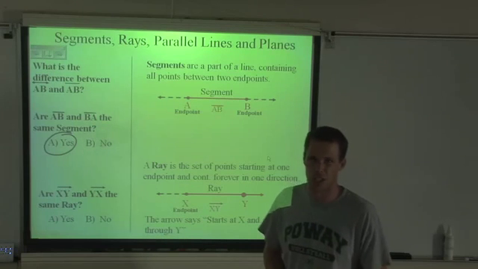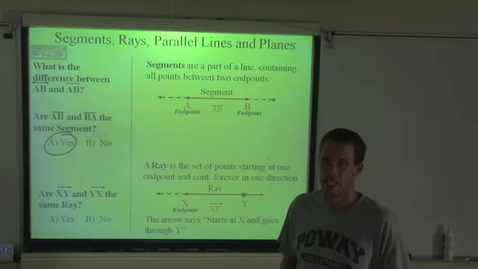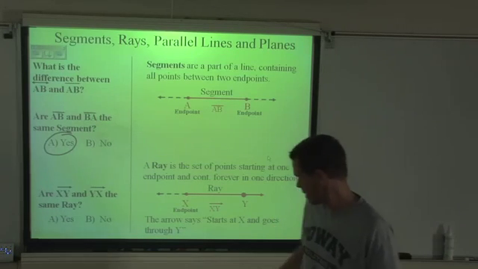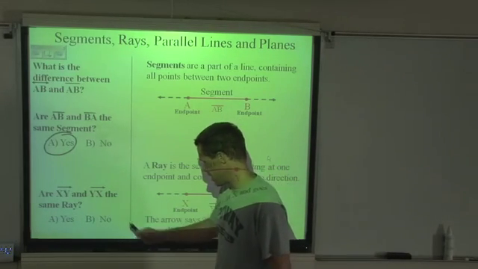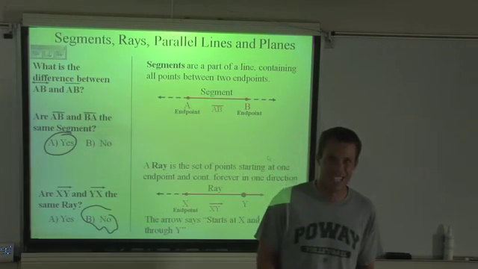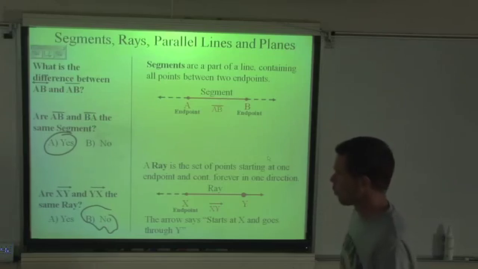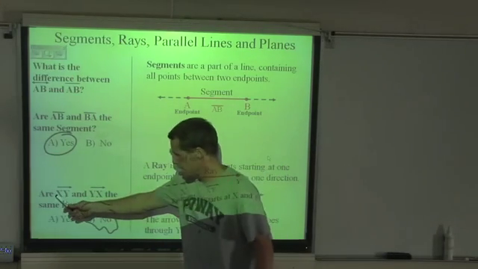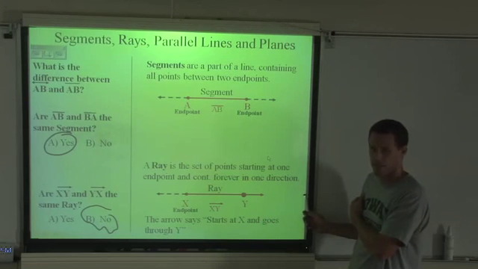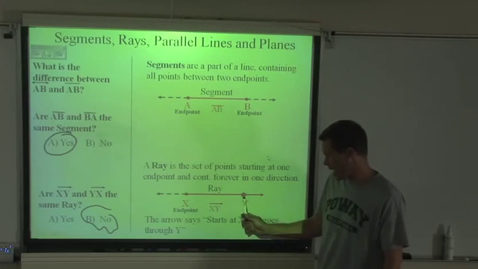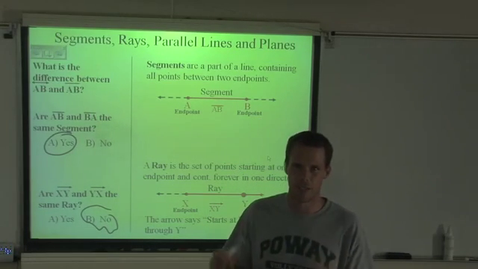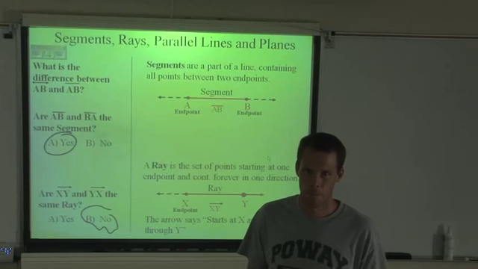So, when we ask the question, are ray XY and ray YX the same ray? The answer in this case is no. Those are not the same ray. One of them starts at X and goes through Y. That would be what we see here in the red. The other one starts at Y and goes through X. They describe a different set of points.